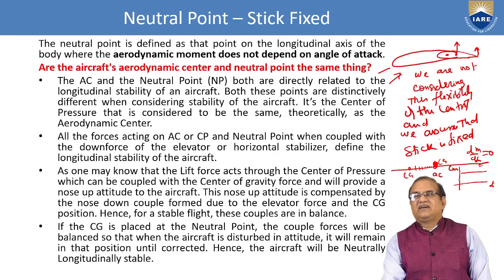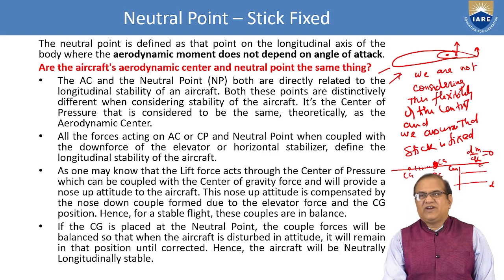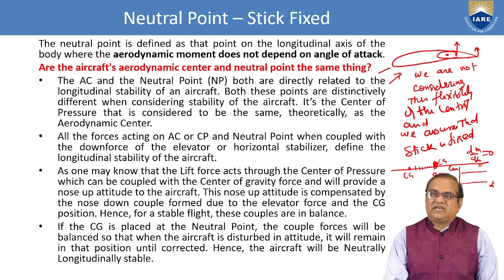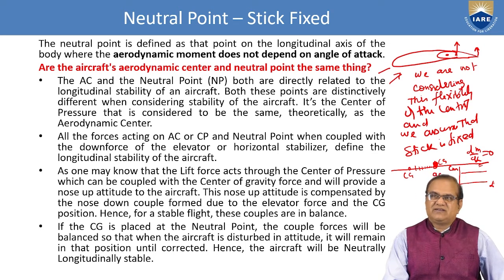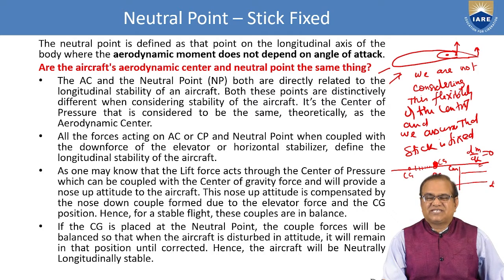So this is the point where the aerodynamic center and the center of gravity are coinciding, and there will not be any aerodynamic moment with angle of attack. That point is called the neutral point. In this lecture, we are going to discuss about this neutral point.